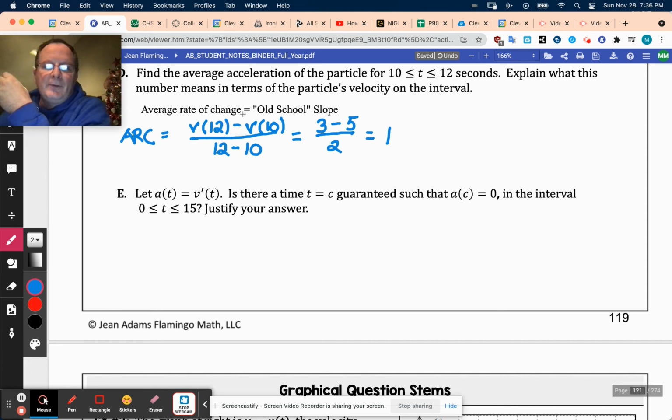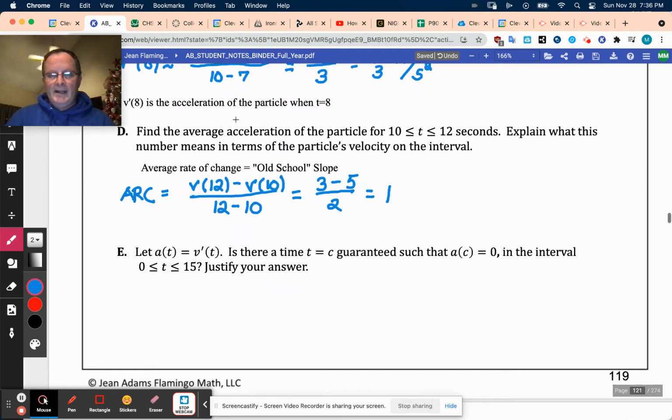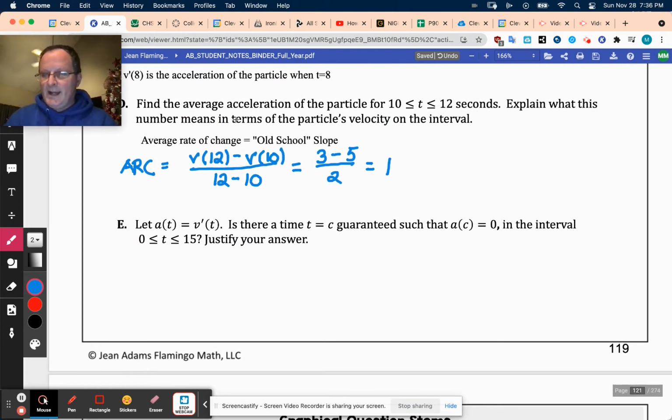So it's negative 1. Now, this is talking about the average acceleration. So we had this velocity, which is, of course, in terms of, was it feet per second? And then we're dividing again by the number of seconds. So by the way, it was negative. So negative 1 feet per second squared. And so what does that mean? Well, that means traveling from t equals 10 to t equals 12, the velocity decreases by an average of 1 foot per second. All right, so I'll write that out.